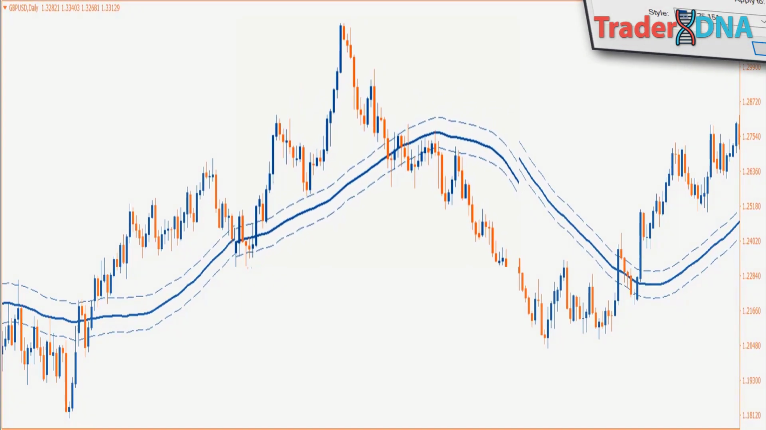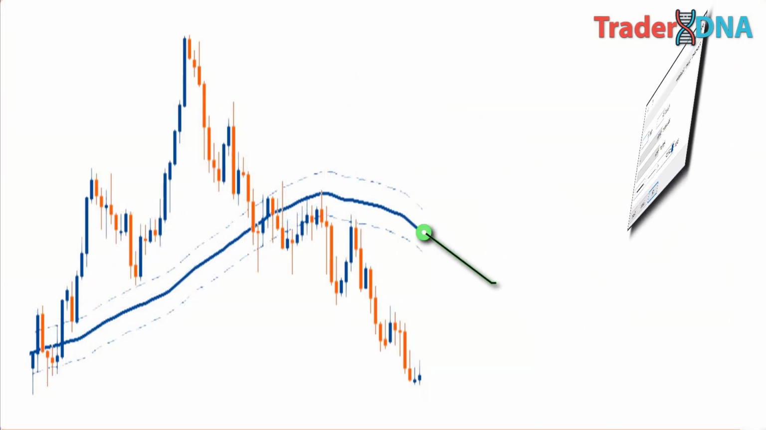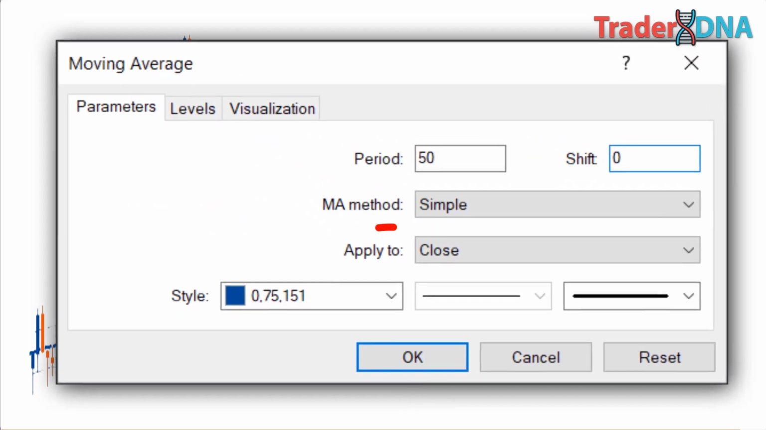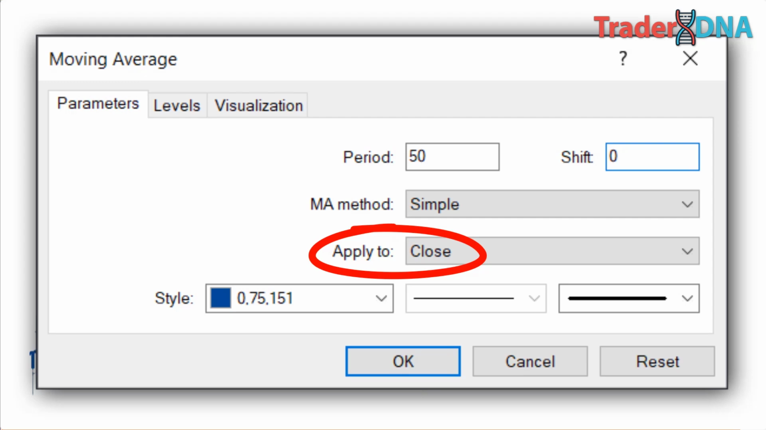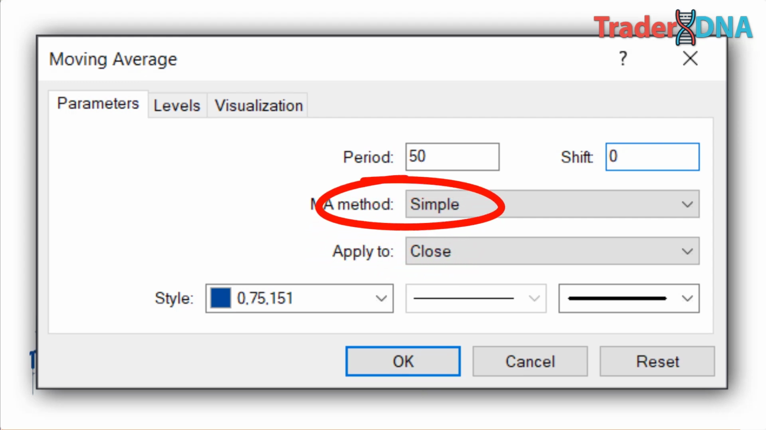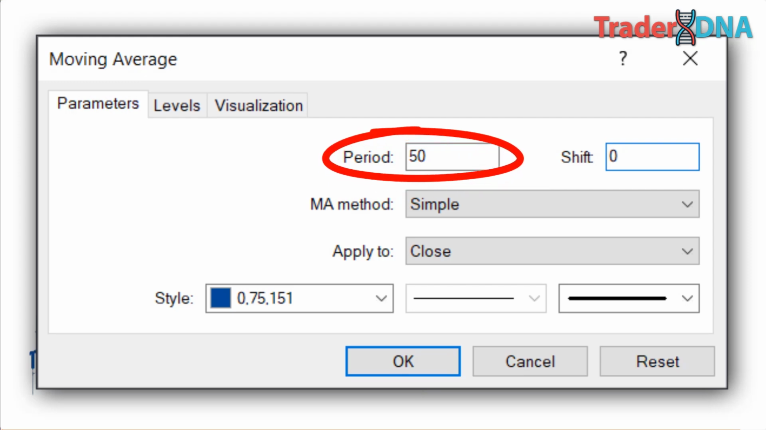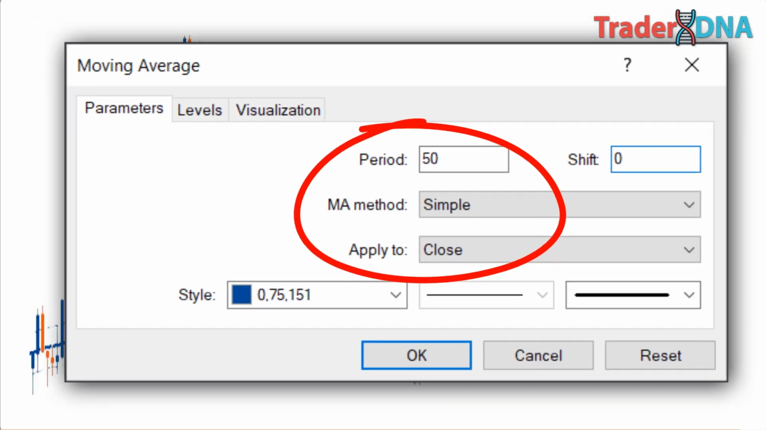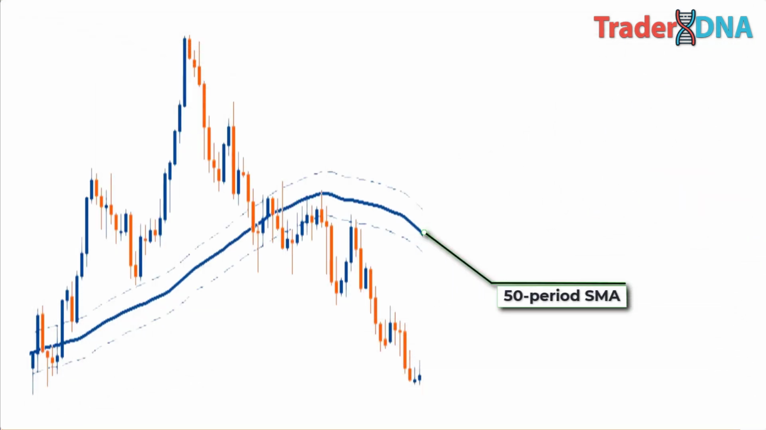Let's get started. First, let's set up the 50-period simple moving average and apply it to the closing prices. This is the basic setting for the Cobra moving average. I recommend using the 50-period simple moving average because, in my 10 years of experience as a stock and money market analyst, I've found it to be one of the best periods to use. The market tends to react significantly to this line.